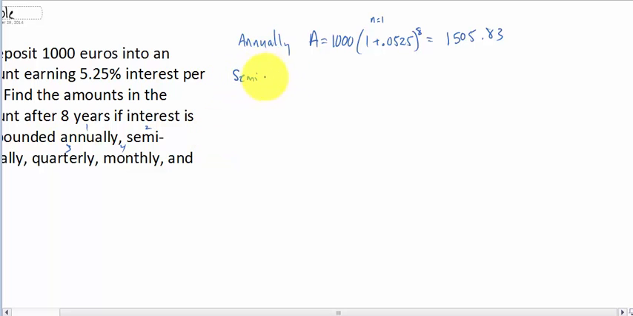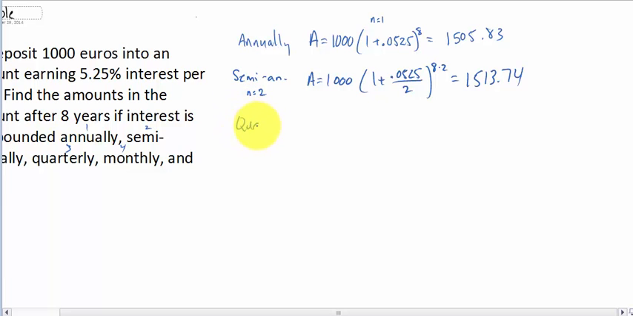Semi-annually. That means 2 times per year, so N is equal to 2. We start the same, 1 plus 0.0525, but we have to chop that in half because we get half of that interest the first half of the year, the rest of the interest the second half of the year, and in the exponent we're going to do 8 times 2. And we find that we get a little bit more money this way, 1,513.74.